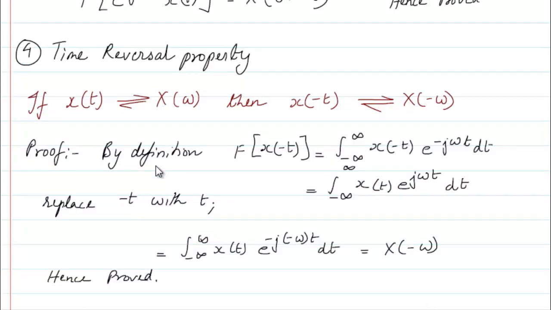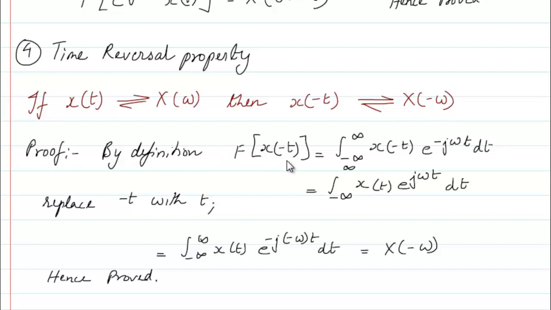Next is the time reversal property. What it says is that if you have a function x of t whose Fourier transform is x of omega, then if you reverse that x of t to x of minus t, so you are reversing in time, a frequency reversal also happens. Whatever is on the minus omega axis will come to plus omega, and plus omega will go to minus omega. So basically it is going to flip. Okay, so let us prove it.